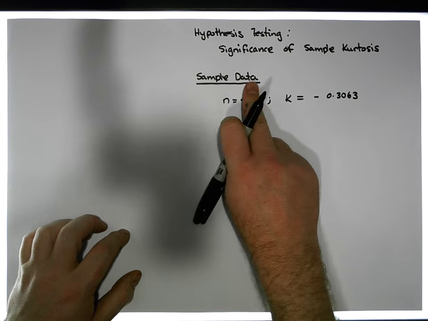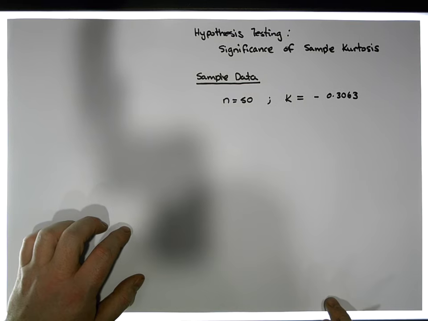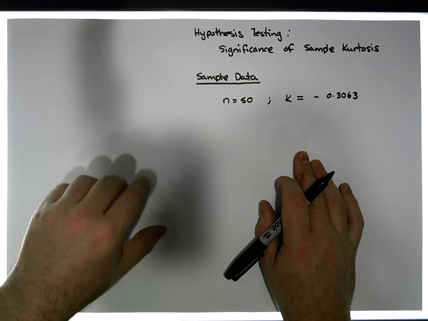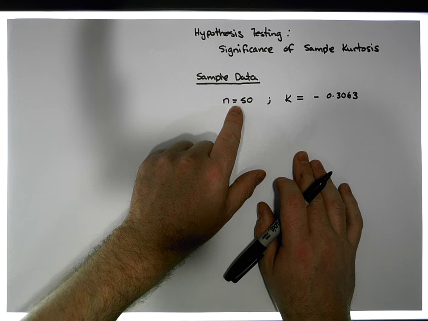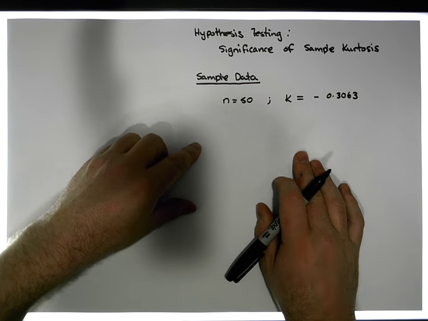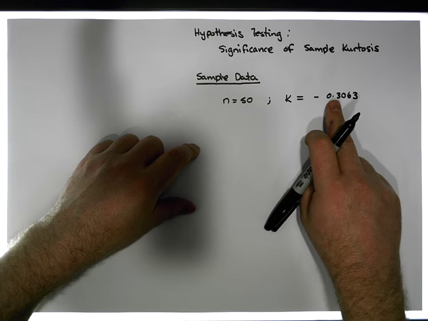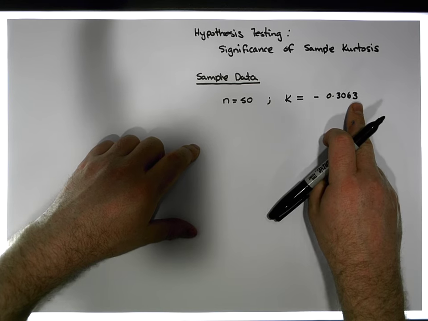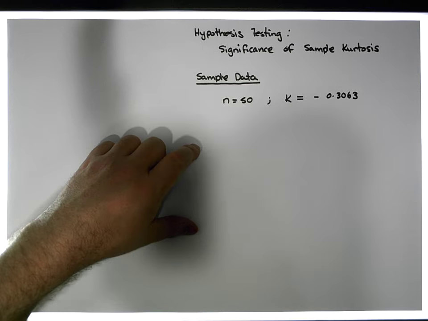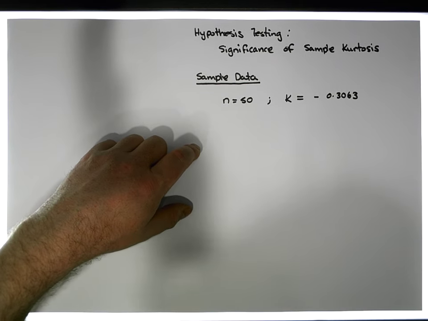Now I have got some sample data here, but maybe just keep in mind that we've actually calculated the kurtosis of a group frequency distribution in a previous video. That video can be found in the playlist under group frequency distributions. And from that particular video, we had a sample size of 50. That was the sum of our frequencies. And we calculated its kurtosis to be equal to minus 0.3063. So I had kurtosis that was relatively flat compared to a normal distribution, if that makes sense.